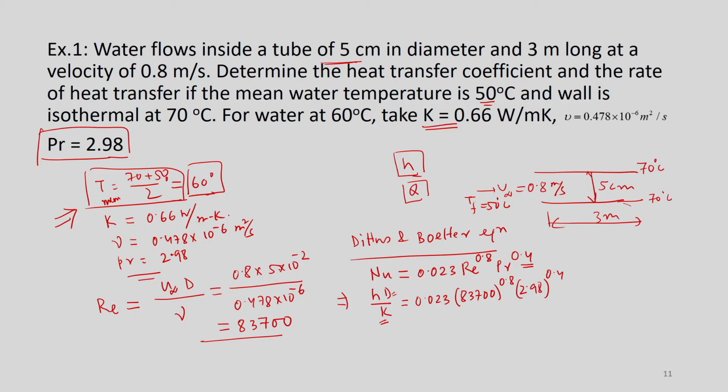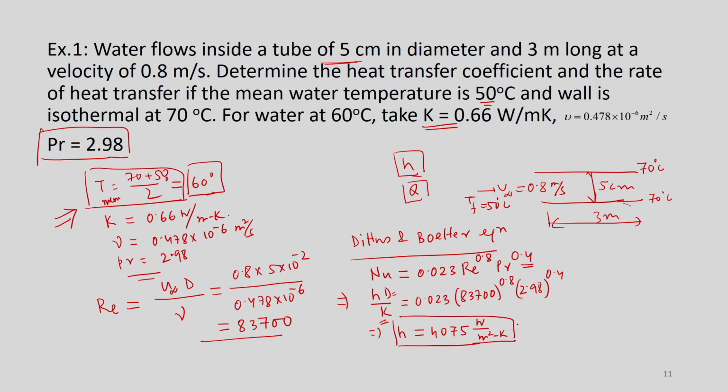If we substitute those values, and the k value is known to us, 0.66, and d is 5 into 10 to the power of minus 2, then finally we can calculate h. As per my calculation, it is 4075 watt per meter square Kelvin. So, h we have calculated now.